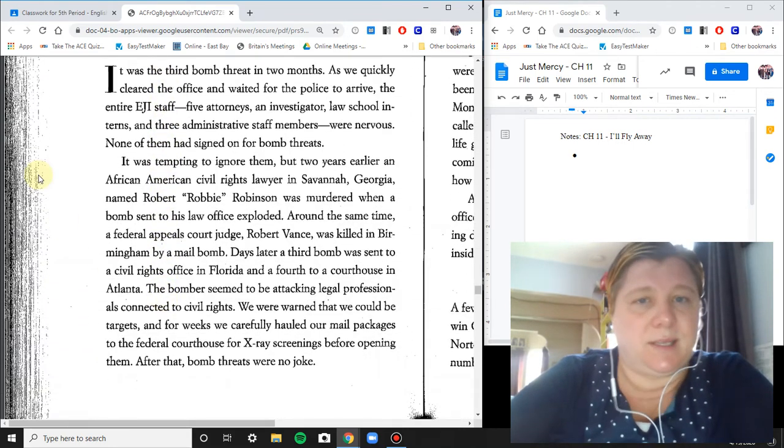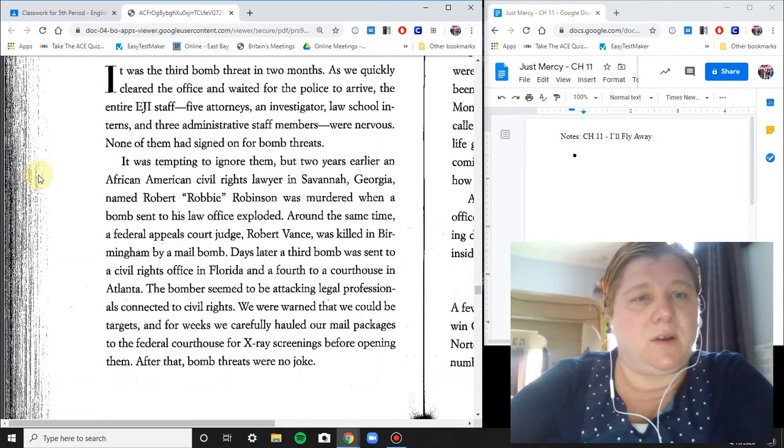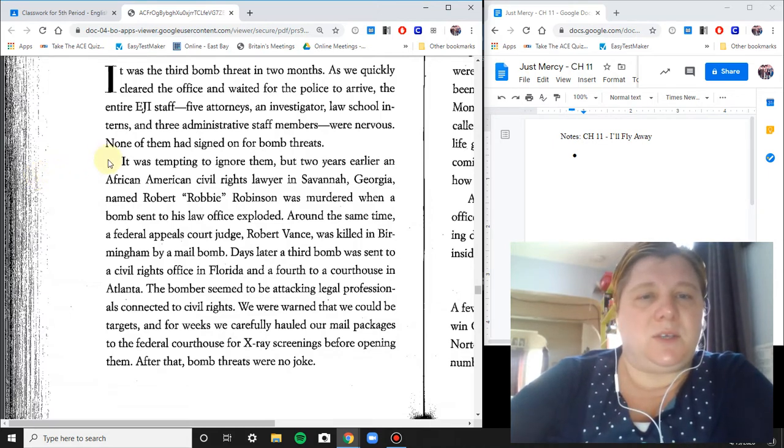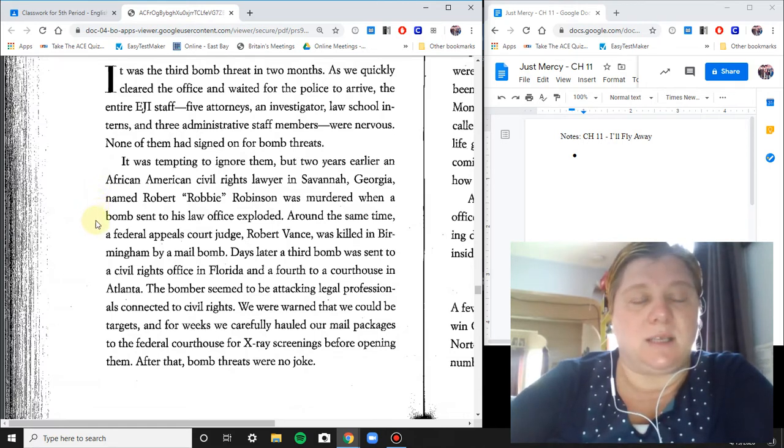It was the third bomb threat in 2 months. As we quickly cleared the office and waited for the police to arrive, the entire EJI staff, 5 attorneys, an investigator, law school interns, and 3 administrative staff members were nervous. None of them had signed on for bomb threats. It was tempting to ignore them, but 2 years earlier, an African-American civil rights lawyer in Savannah, Georgia, named Robert Robbie Robinson, was murdered when a bomb sent to his law office exploded.